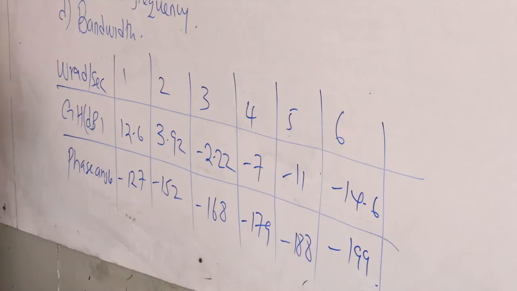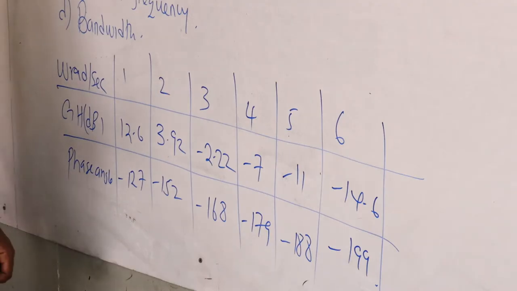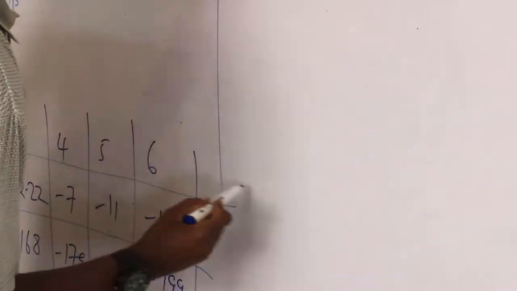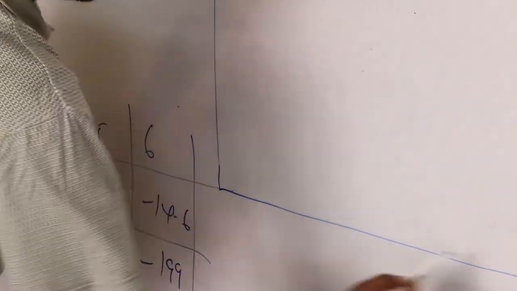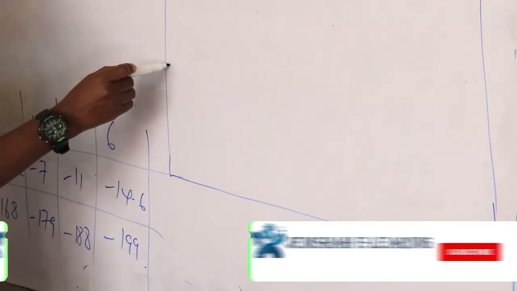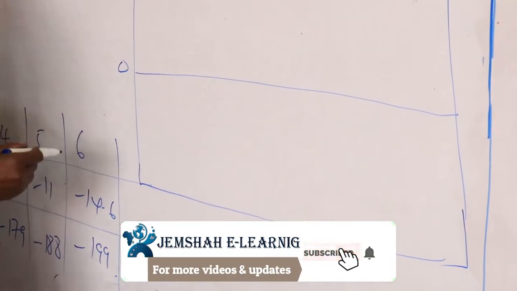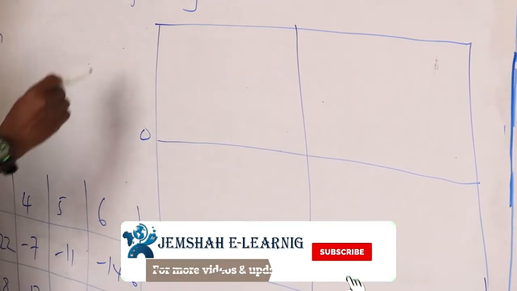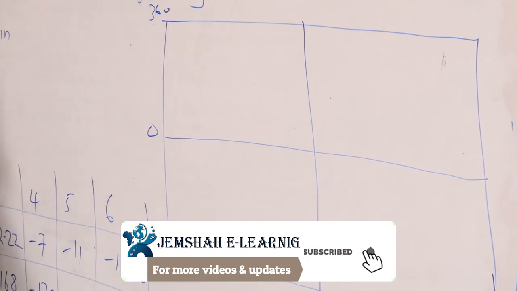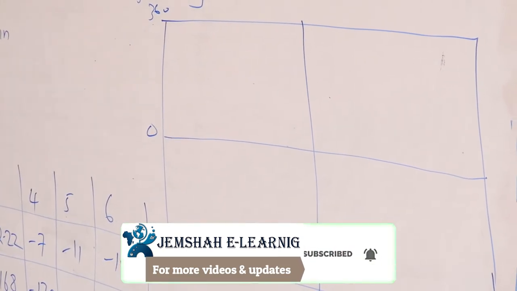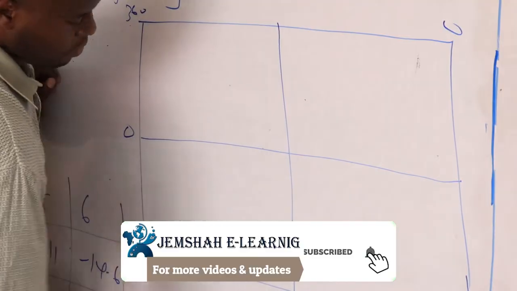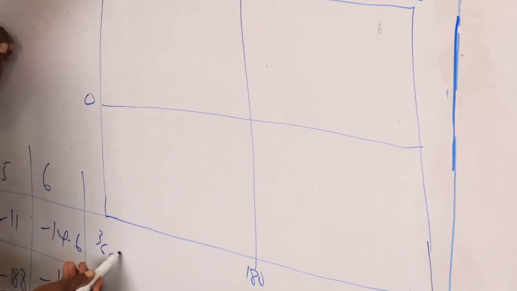So you come to your chart, assuming that is now your Nichols chart. If that is your Nichols chart, you have 0, then you have 180 here, then of course here you have 360. And of course here you have 0 for the angle, 360 for the angle.